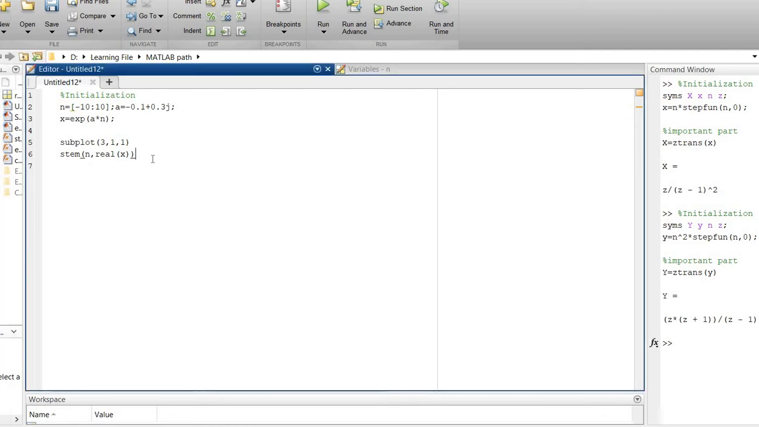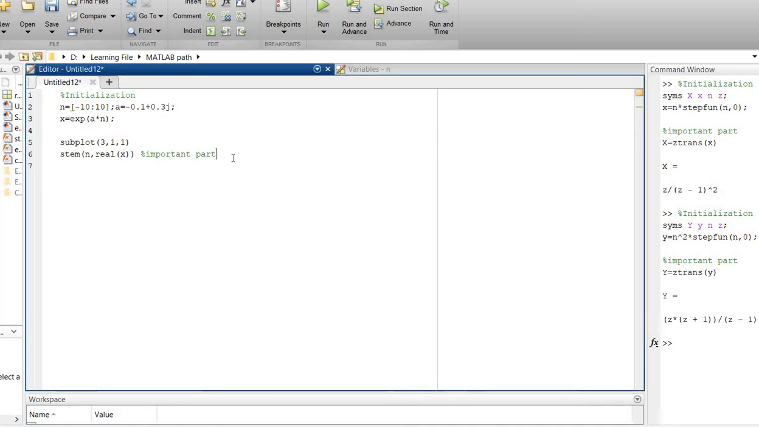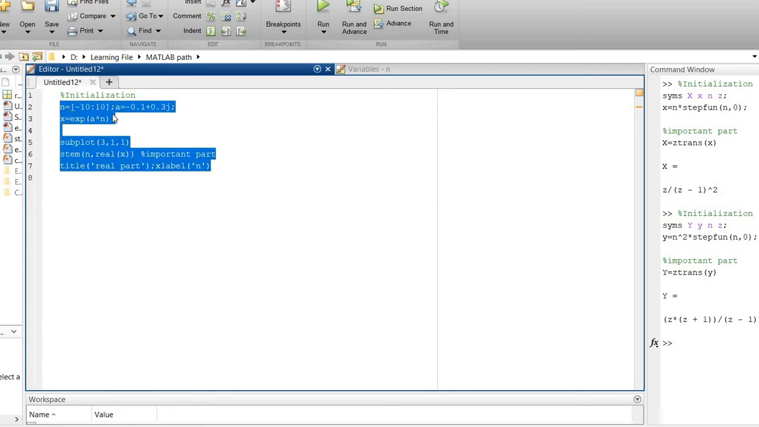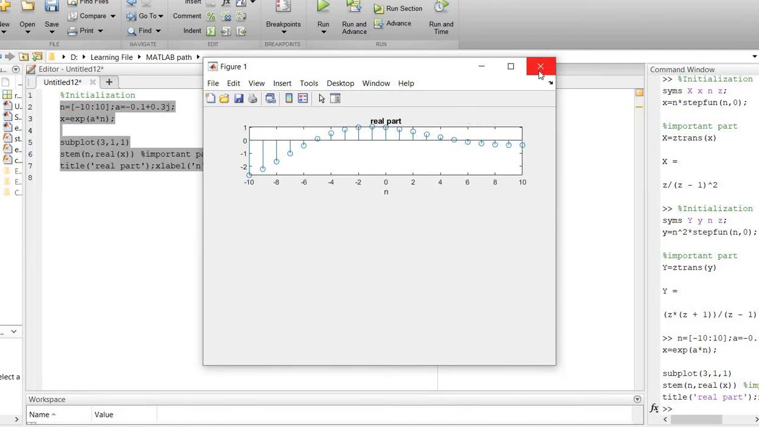Okay, so let me put a comment here. So that is our important part. So we're going to label this one. So the label would be this. Okay. So we're going to try to evaluate this to see the real part. So that would be the real part.